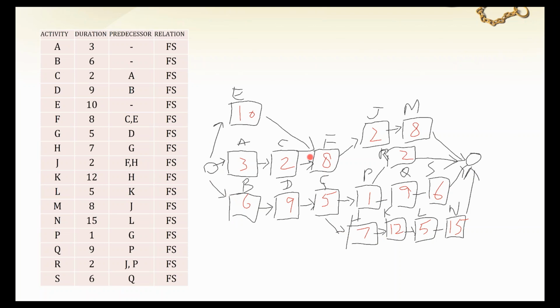So let us calculate the duration of each path. E, F, J, M is 28 days long: 10 plus 8 plus 2 plus 8, right? A, C, F, J, M is 23 days long: 3 plus 2 plus 8 plus 2 plus 8. B, D, G, P, R, that is 23 again.